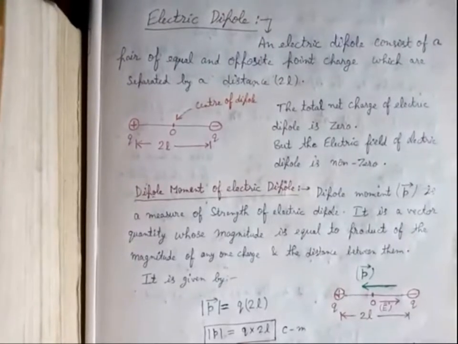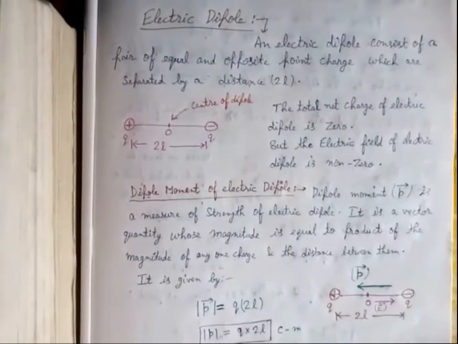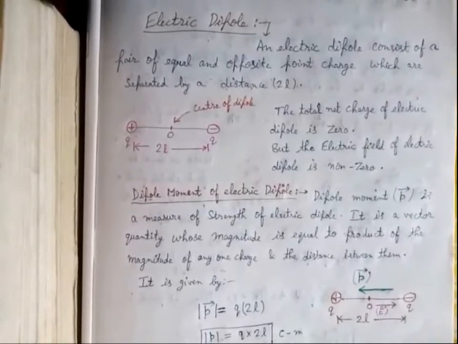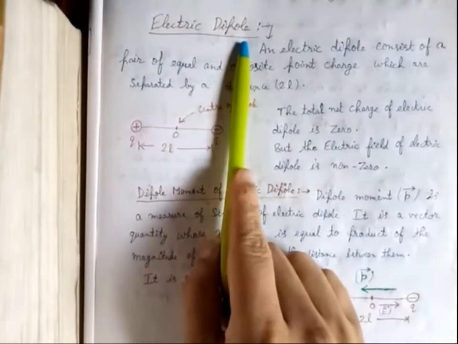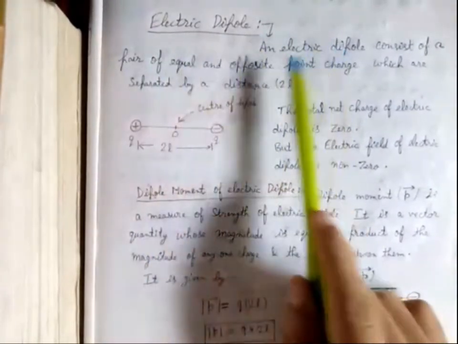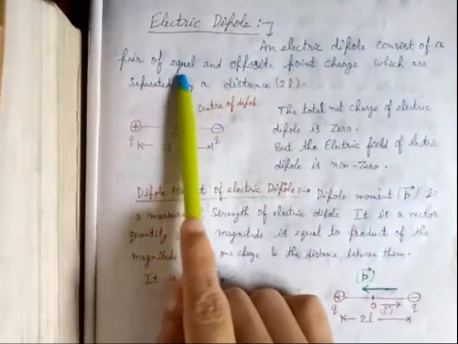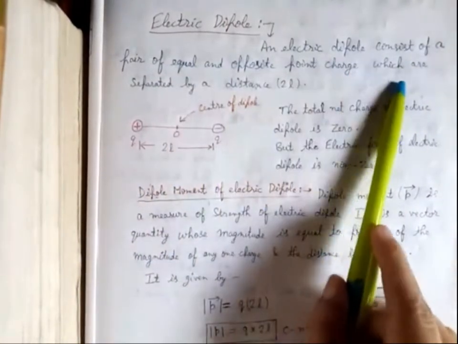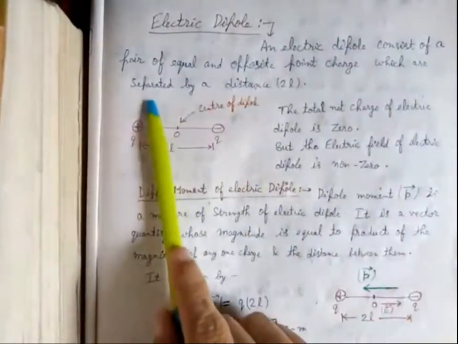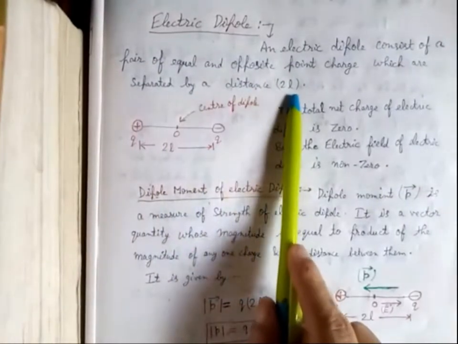Dear student, today we have to start the next topic, that is electric dipole. So, what is electric dipole? An electric dipole consists of a pair of equal and opposite point charges which are separated by a distance 2L.